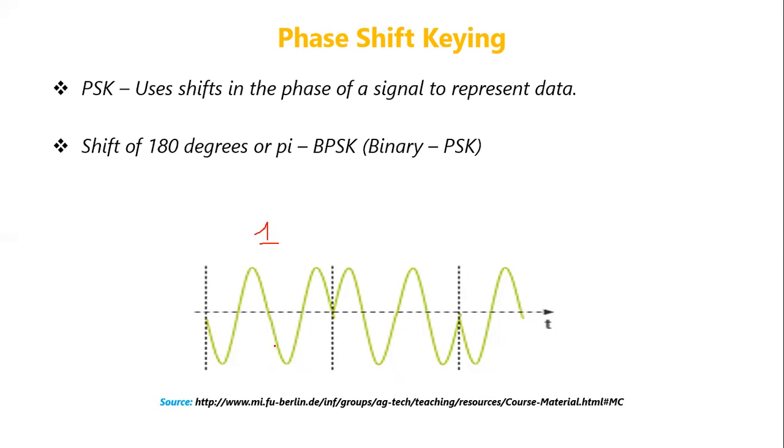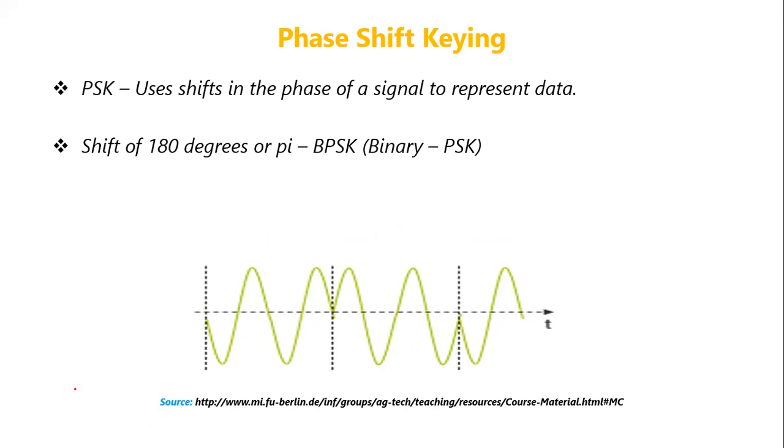For example, here this may be 1 and the signal is like this. Again here there is a phase shift. So this is 0. When it wants to transmit a 0, there is a phase shift. Again it wants to transmit a 1, so here again there is a phase shift. You can see that whenever the input changes, there is a phase shift. So this is the simple form of phase shift keying, which is called binary phase shift keying.